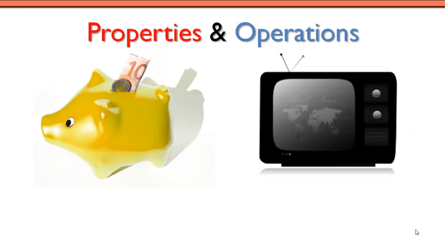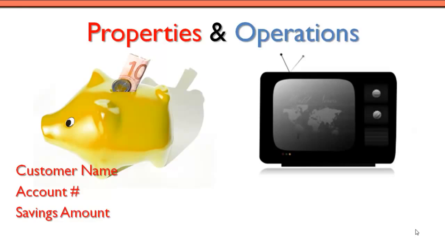So we're going to look at two different examples here, one dealing with a bank account and the other one dealing with a television, and how we can actually model these particular things in terms of defining a user-defined type in terms of its properties and operations. So we'll first take the bank account. With the bank account, there's a lot of properties that we can associate with it. One would be the customer's name, maybe their account number, the amount that they have in savings, the amount that they have in checking. So these are all properties that we associate with a particular bank account.